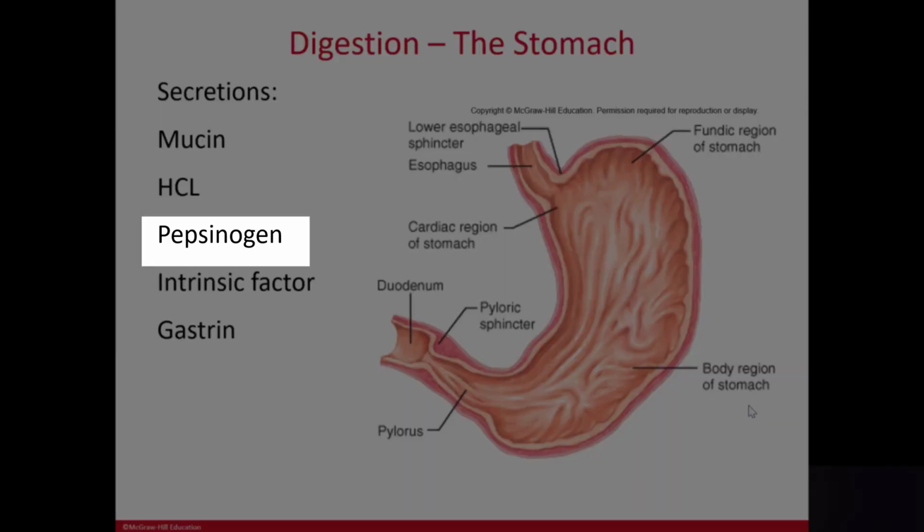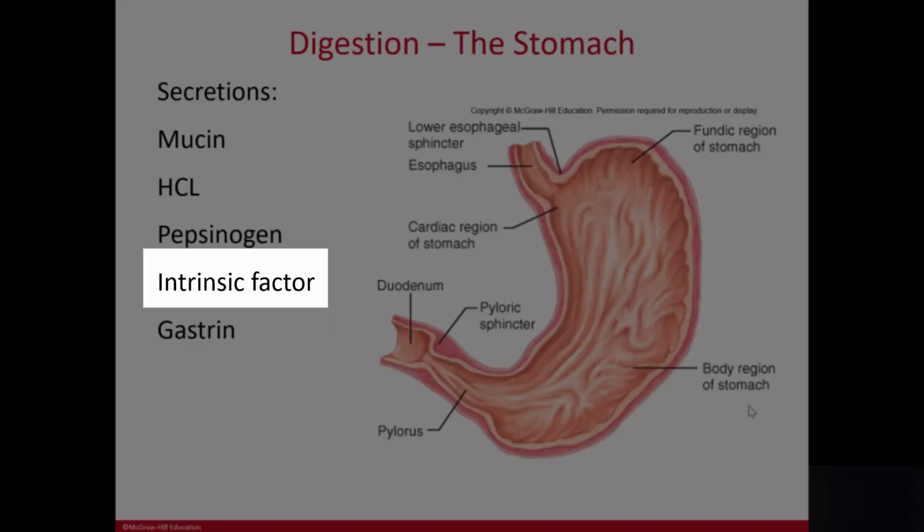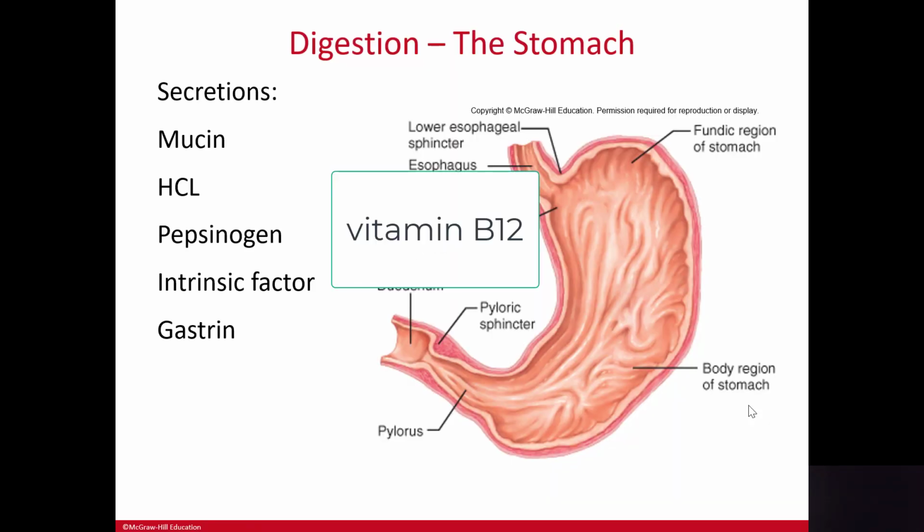Pepsin is an enzyme that breaks down proteins in the body into amino acids. Intrinsic factor is a substance that is important for the absorption of vitamin B12 in the small intestine. Without B12, we would suffer from a condition called pernicious anemia.